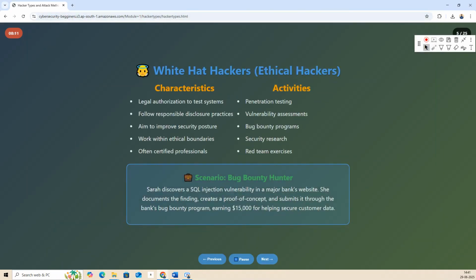Here we go. Now, let's begin with the heroes of our story, the white hat hackers, also known as ethical hackers. What makes them different? First and most importantly, they have legal authorization, right? This is the legal authorization.